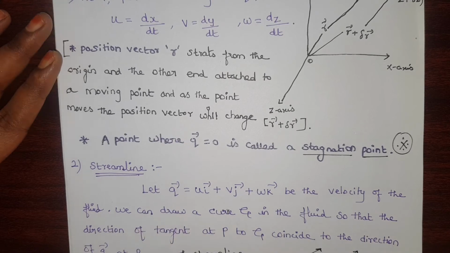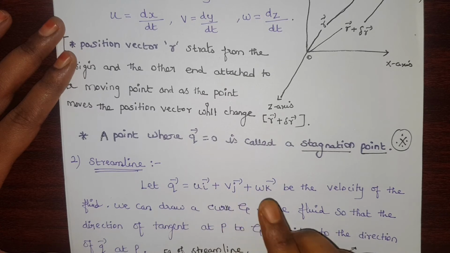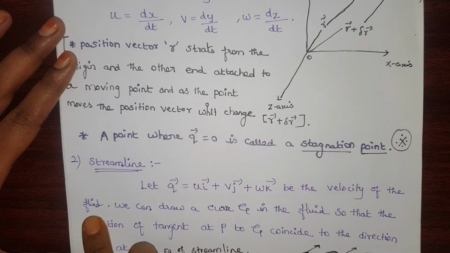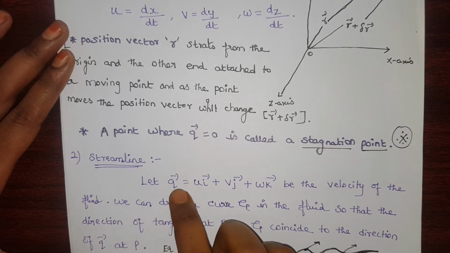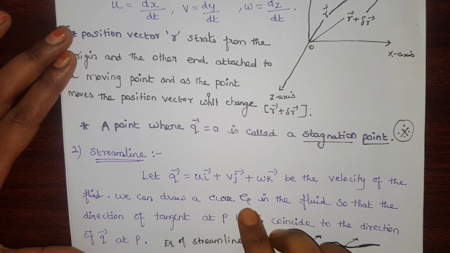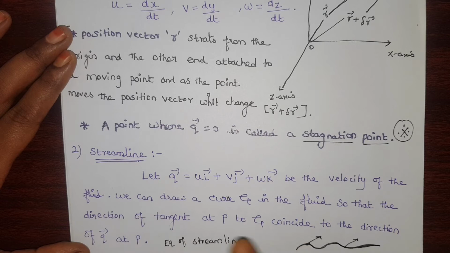Then we see about streamline. Let q vector equal to ui vector plus vj vector plus wk vector. It is the velocity of the fluid. We can draw a curve in the fluid so that the direction of the tangent at the point P to the curve C coincides with the direction of q vector at P. The direction of the tangent and the direction of the velocity coincide at the same point.